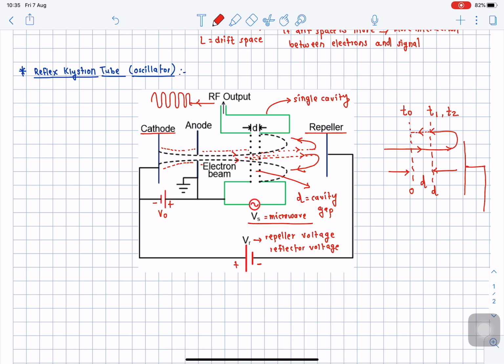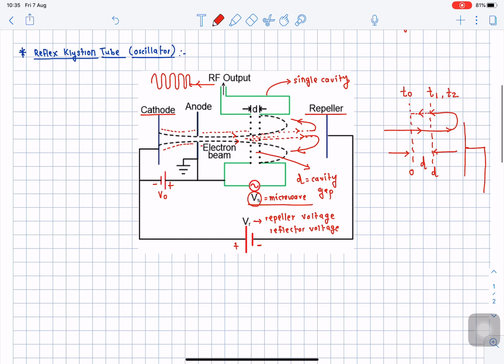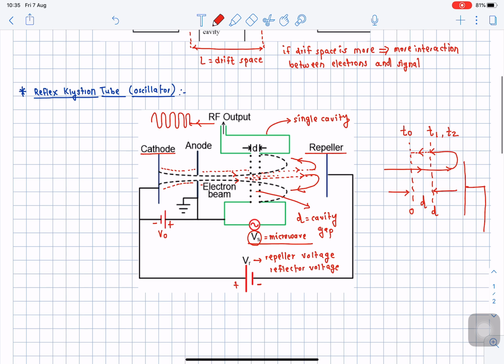At that time, this particular microwave source we can remove from the circuit, and the circuit will continuously act as a sustained oscillator which will generate a very high frequency, and this can be used as a source of a microwave signal at a low power. Okay, so this is the simple operation of how the reflex klystron tube works as the source of a microwave signal, or as an oscillator, right?